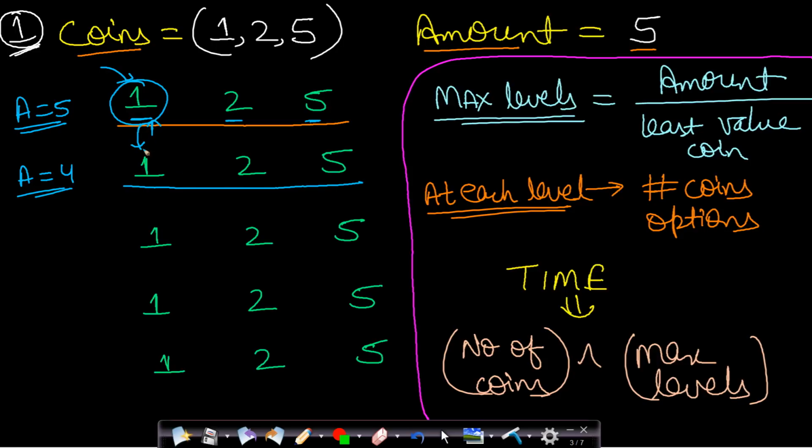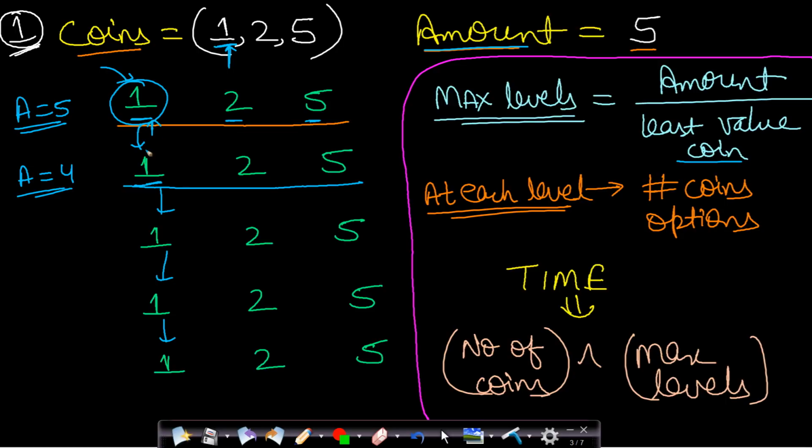And this second level of recursion call will now again have 3 options, and from these 3 options you can select any option. So let us assume that you again selected 1, and let us assume you keep selecting ones. Okay, so what will be the maximum number of these recursion calls? That is, what will be the maximum depth of the recursion call? That will be equal to the amount to be found divided by the minimum denomination amount. Okay, so the maximum levels will be amount by least value coin. So in this case the least value coin was 1. Therefore the maximum recursion call depth will be equal to 5 by 1, which will be 5.